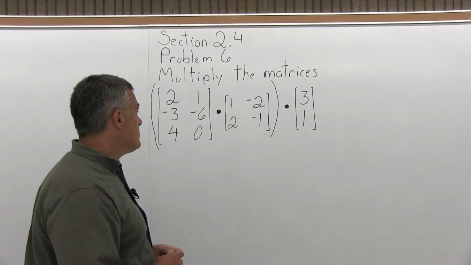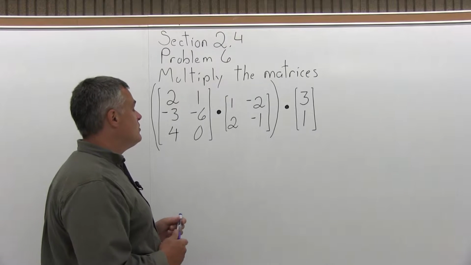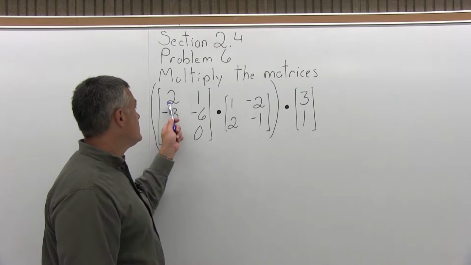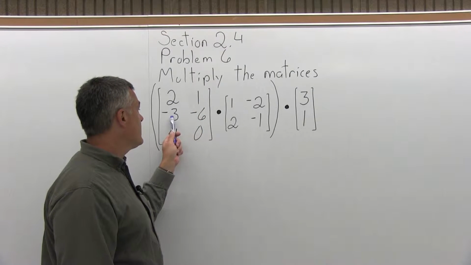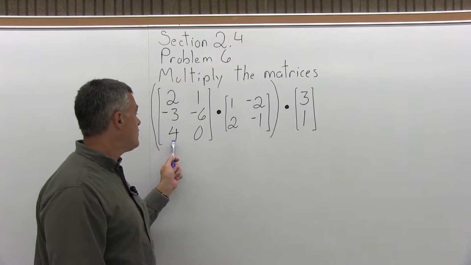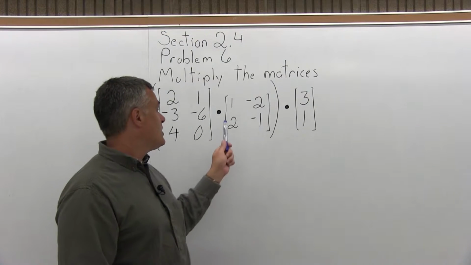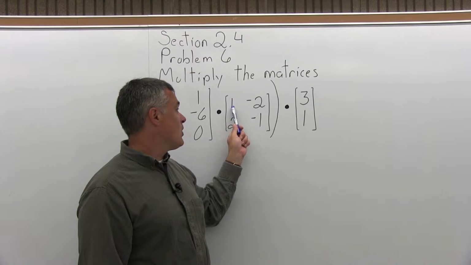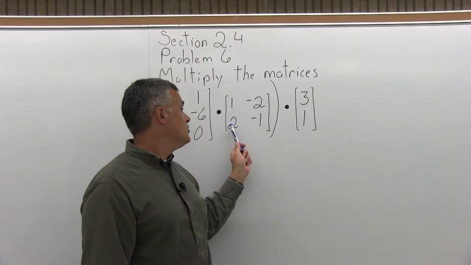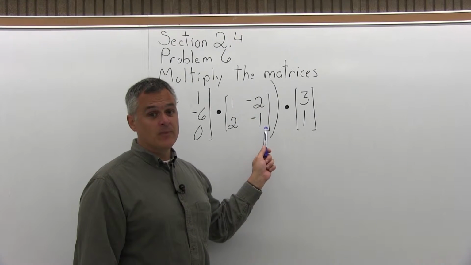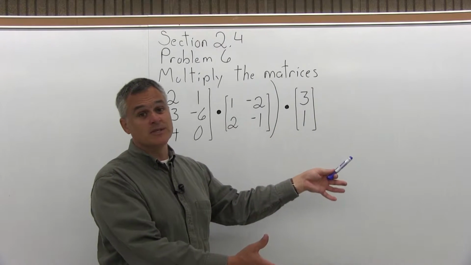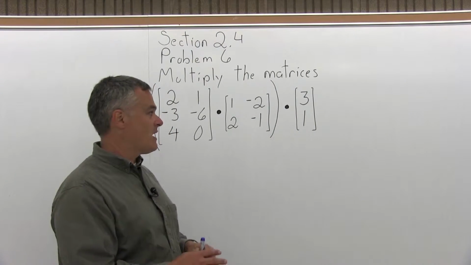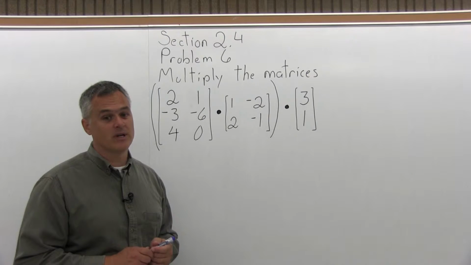So within the parentheses, we have two matrices to multiply. The first one has 2, 1 in the top row, -3, -6 in the middle row, 4, 0 in the bottom. And we want to multiply that times the matrix 1, -2 in the top row, 2, -1 in the bottom row. And then there's times another matrix outside the parentheses that we'll get to later, but for now I'm just focused on what's in the parentheses.